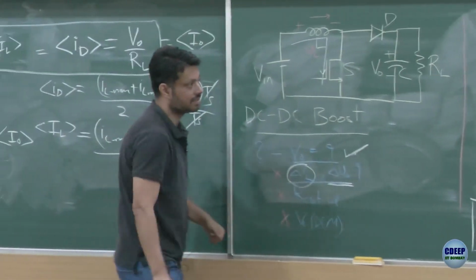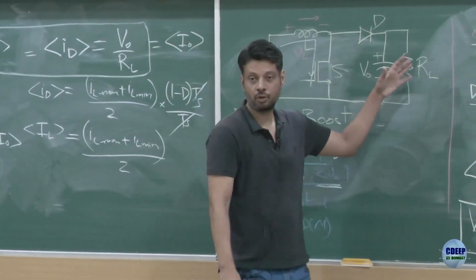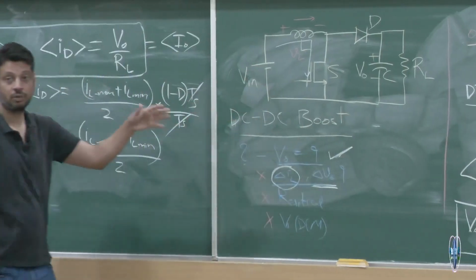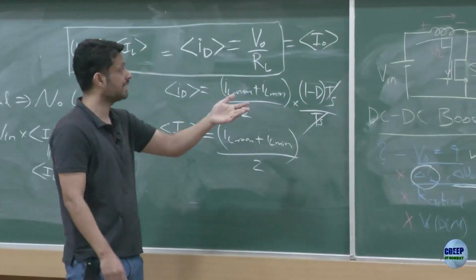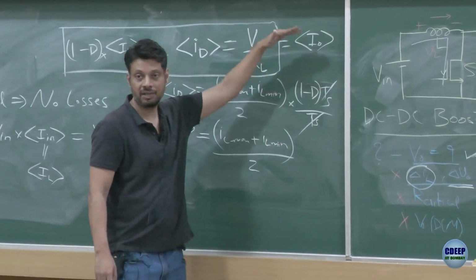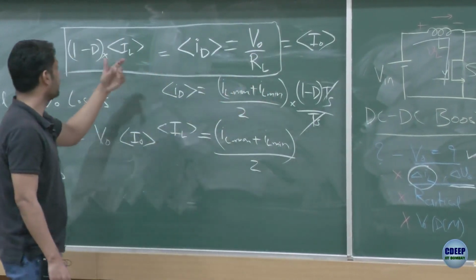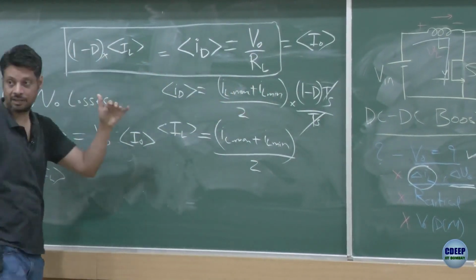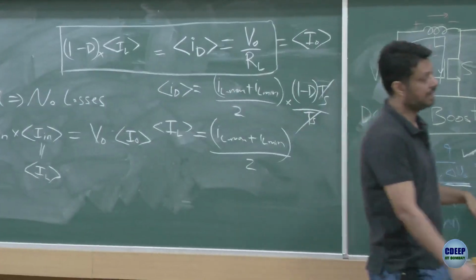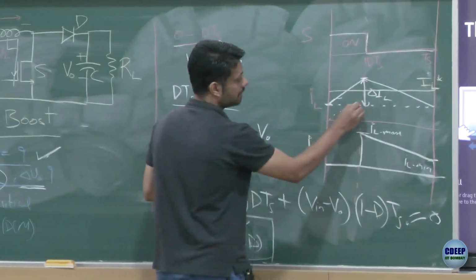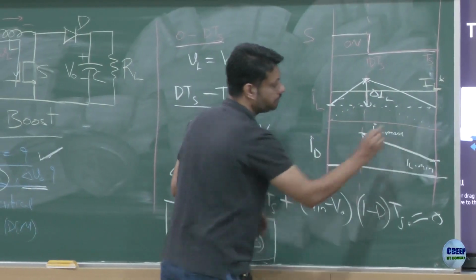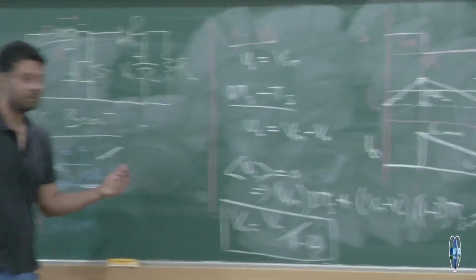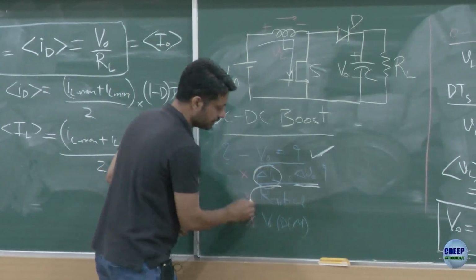Critical resistance, again: you keep increasing the load resistance, you keep reducing the load current. As you increase the resistance, your average output current will keep reducing, your average inductor current will also keep reducing, and there would be a point where the inductor current would be at the critical condition, and with that condition you can find the critical resistance.